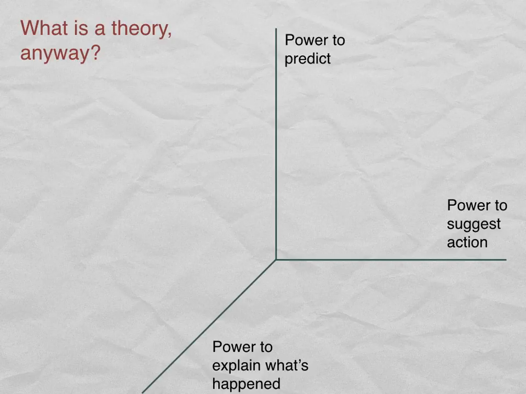So I think theories in general, whether they're from science or social science, politics, whatever, generally have these three dimensions: some kind of power to predict what's going to happen, some kind of power to suggest to us what we might want to do, what we ought to do, what's likely to be effective, and some kind of power to help us understand why something has happened.